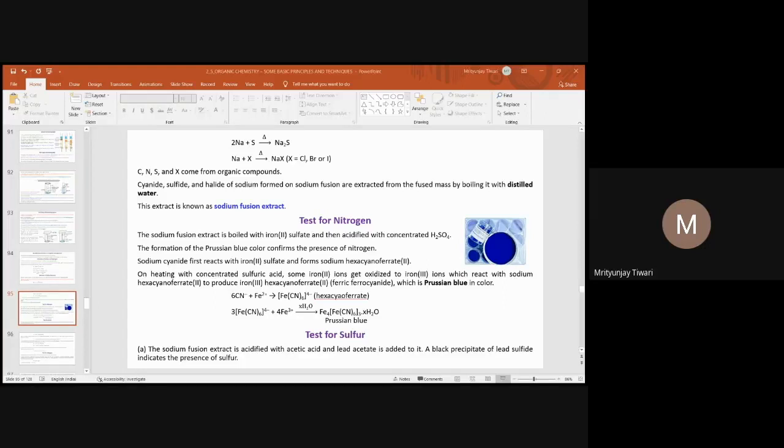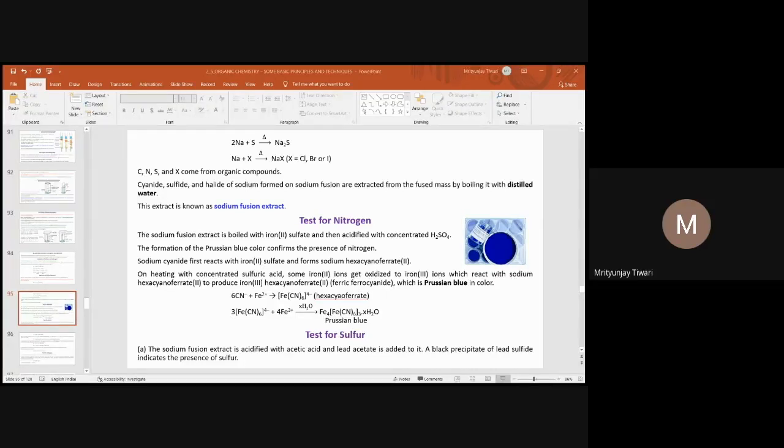Sodium cyanide first reacts with iron. Sodium cyanide means Na+ and CN-. Na+ will be there anyway in the solution. The CN- from sodium cyanide first reacts with iron(II) sulfate, that is Fe2+, and forms sodium hexacyanoferrate. So this is nothing but Na4[Fe(CN)6], sodium hexacyanoferrate(II).